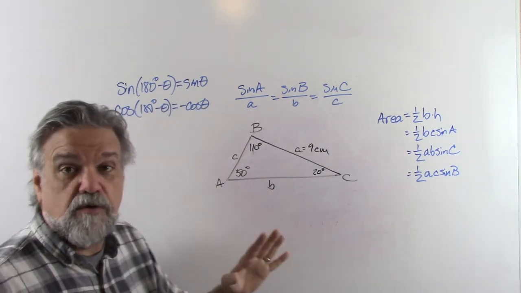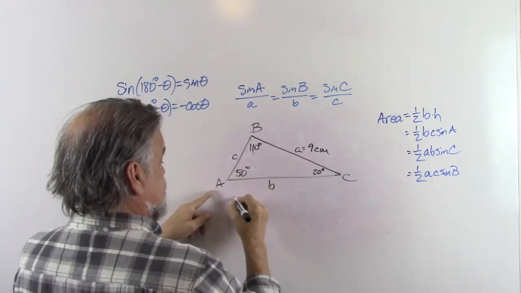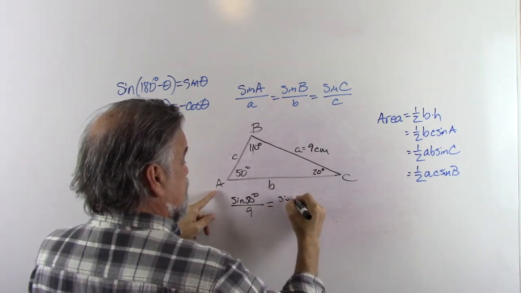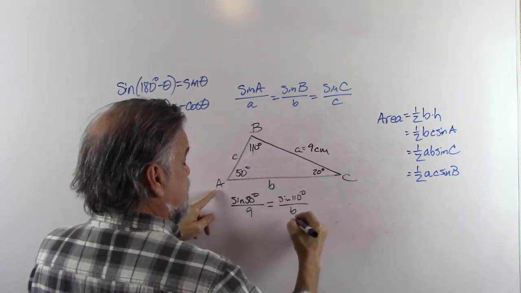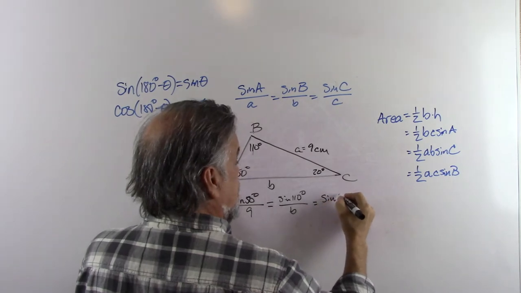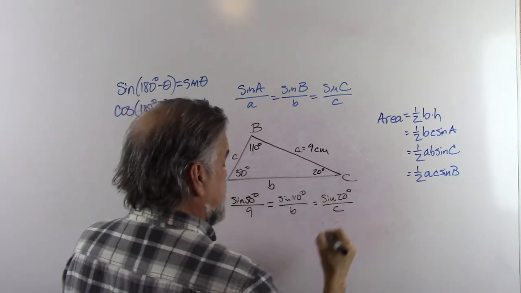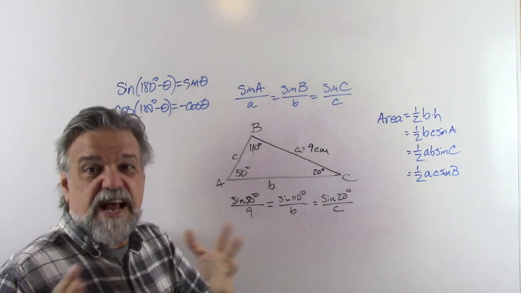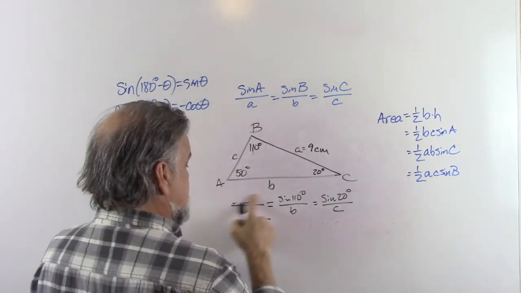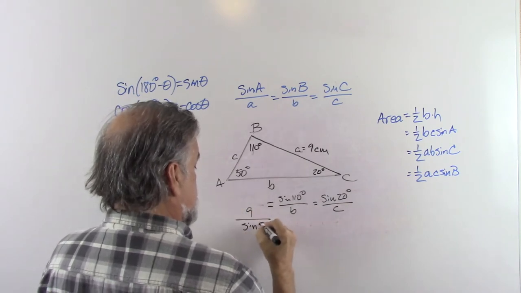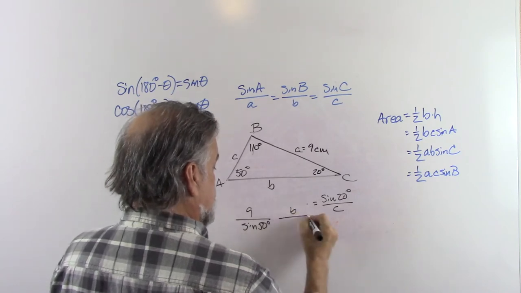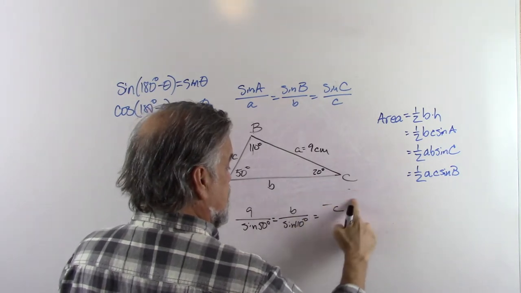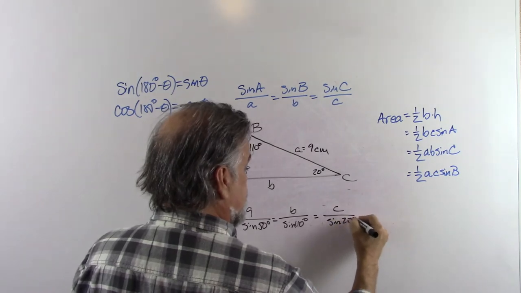So let's see what we know. What we know is the sine of A, so the sine of 50 degrees over little a, over 9, equals the sine of 110 degrees over little b, and that equals the sine of 20 degrees over little c. And sometimes it actually helps to write this as reciprocals. You don't have to do it this way, but I'm just going to say that 9 over the sine of 50 is b over the sine of 110, and that equals c over the sine of 20 degrees.